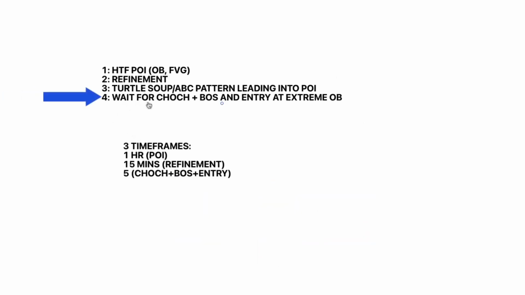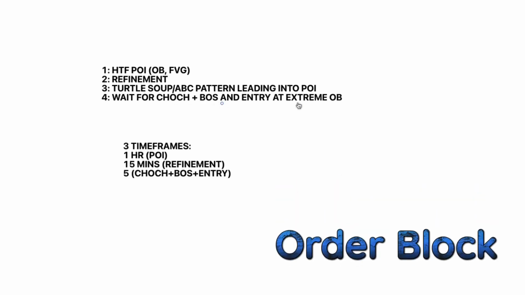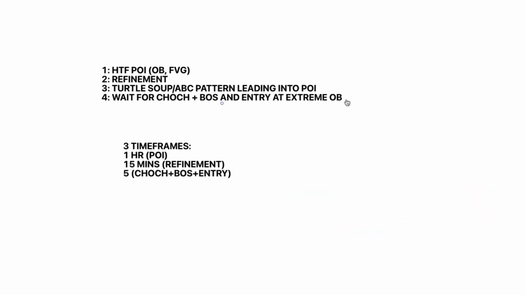Number 4, we wait for a change of character plus break of structure. And after that, we look for entry at the extreme order block, with fair value gaps of course. So the 4th rule is very important. Notice what I said here: wait for a change of character plus break of structure, and after that is when we look for entry. You don't want to look for entry when we only have a change of character. We also want to see a break of structure, and I'll explain later what I mean by that.